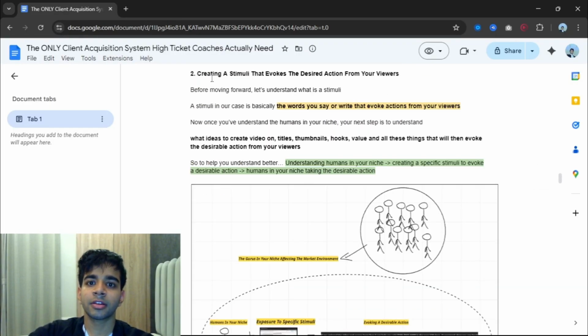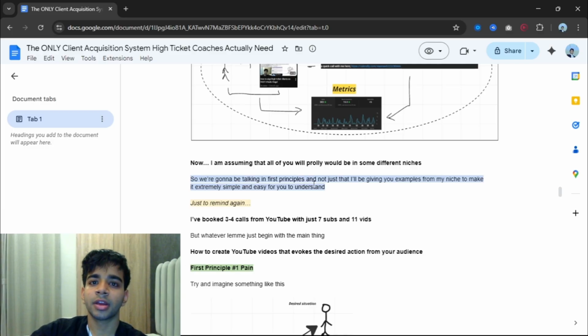Now, the second element is creating a stimuli that evokes the desired action from your viewers. Now, before moving forward, let's understand what a stimuli actually is. A stimuli in our case is basically the words we say on a YouTube video, or what we write on our Calendly description, or on sales pages or YouTube descriptions, that will evoke action from your viewers, right? Now, once you have understood the humans in your niche, your next step is to understand what ideas to create videos on: titles, thumbnails, hooks, what kind of value to actually provide. And then when you do all these things, that will evoke the desirable action from your viewers, right?